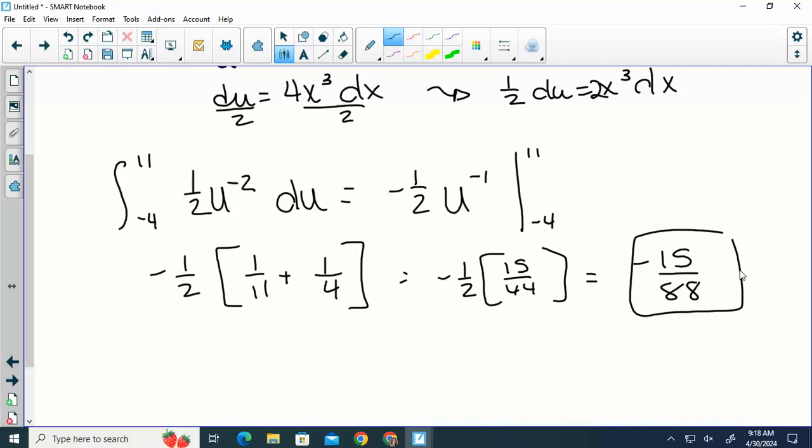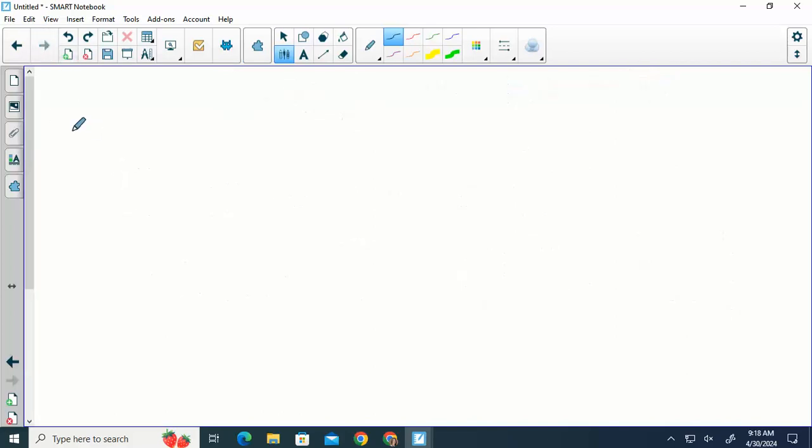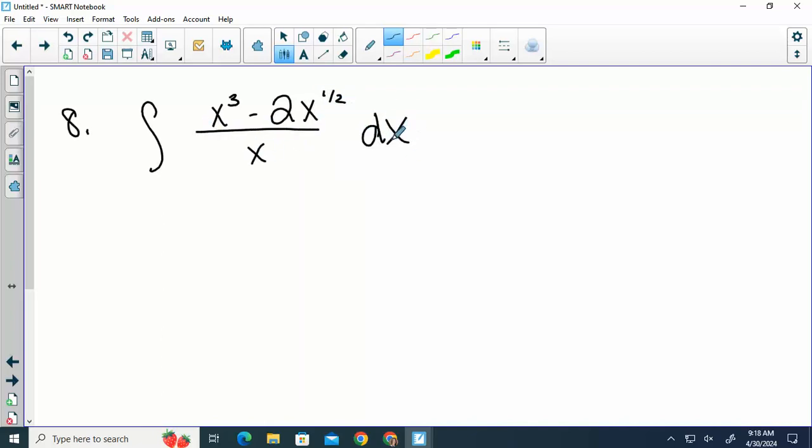Is that okay? Problem number 8. Integral of x cubed minus 2 square root of x, that's like x to the 1/2, over x dx. What do you notice about this one?